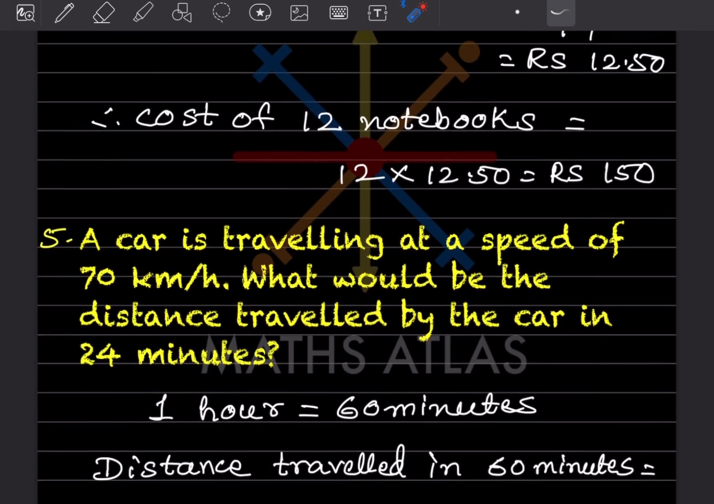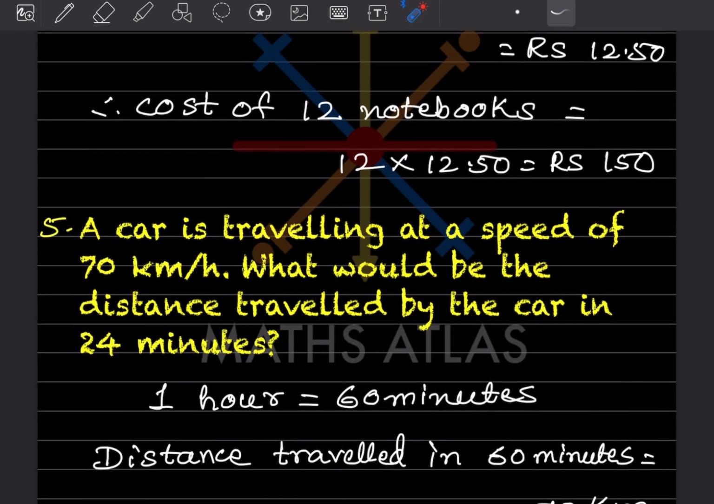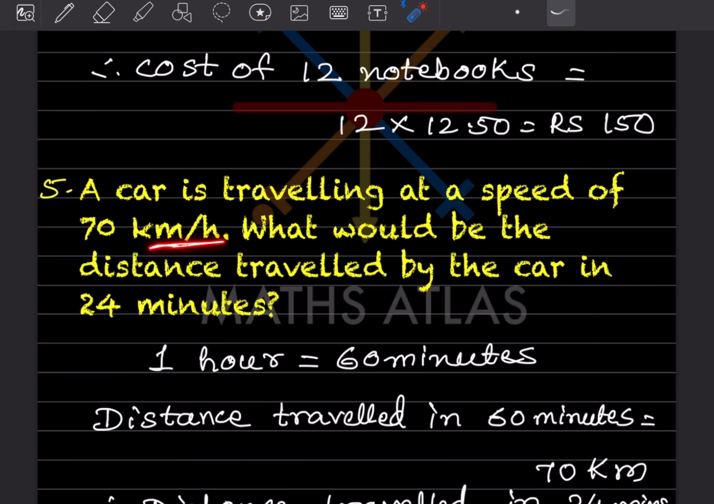A car is traveling at a speed of 70 km per hour. What will be the distance traveled by the car in 24 minutes? Now see here, this is per hour, and this is given in minutes. So first thing, what will you do? 1 hour we know is 60 minutes. So the distance traveled in 60 minutes, because this is going to be per hour. Now what will you do? The distance traveled in 60 minutes is given as 70 kilometer.